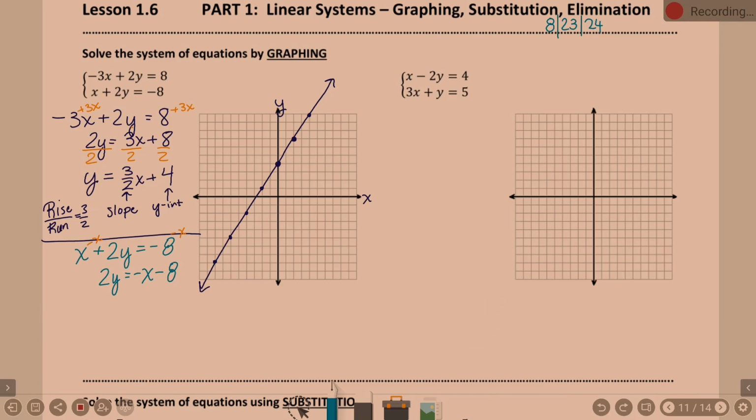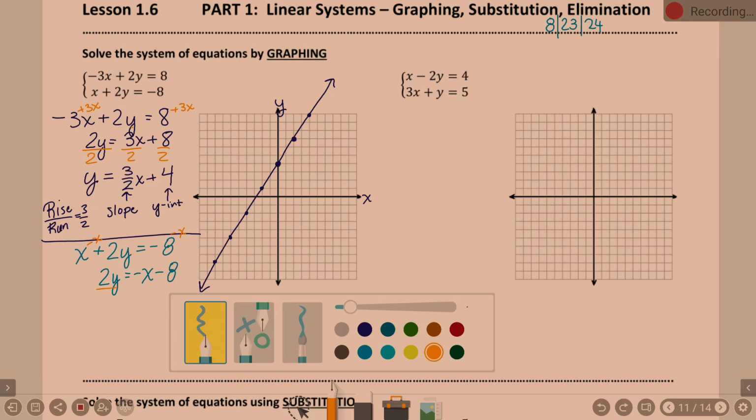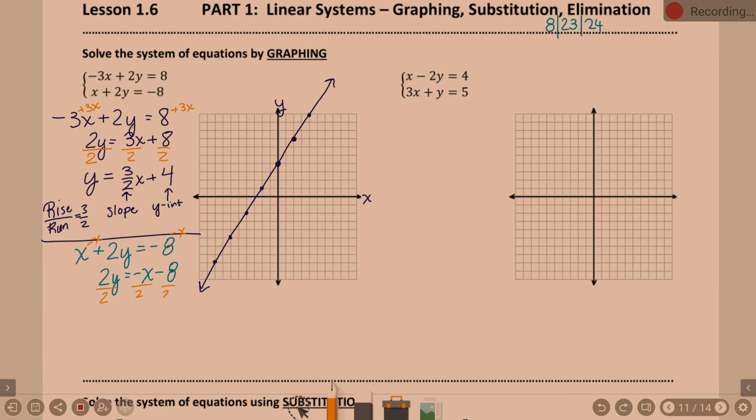Then since it's 2y, we're going to divide by 2. Y equals negative x over 2. That should be negative 1 over 2. What's the invisible number in front of x? That's a negative 1, yes? So if that's a negative 1 and it's divided by 2, think of this as negative 1/2 x minus, what's 8 divided by 2? 4.